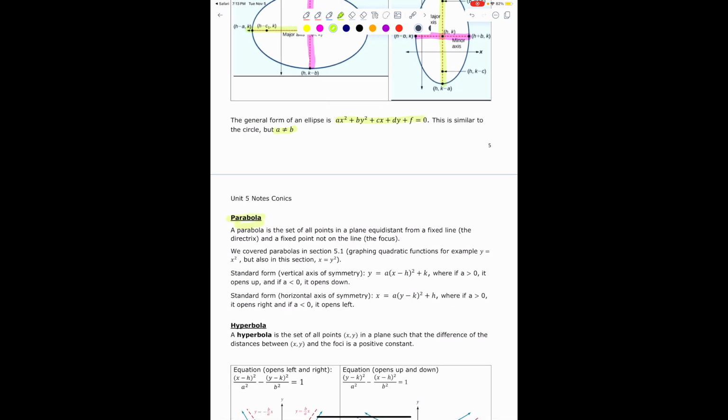And we saw parabolas before. A parabola is a set of all points in a plane equidistant from a fixed line, the directrix, and a fixed point not on the line, the focus. Remember that we covered parabolas in section 5.1, graphing quadratic functions, for example, y equals x squared. But also in this section, we're going to discuss x equals y squared, which is not a function. All of the conic sections are not functions, by the way.